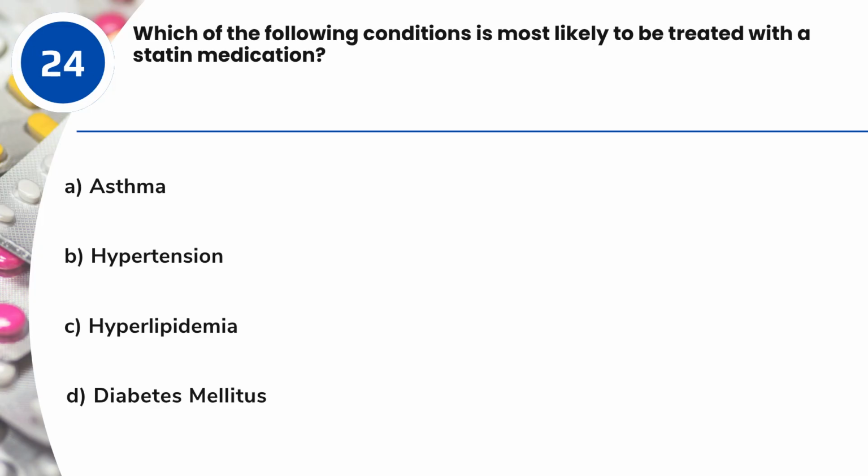Question 24. Which of the following conditions is most likely to be treated with a statin medication? A. Asthma. B. Hypertension. C. Hyperlipidemia. D. Diabetes mellitus.